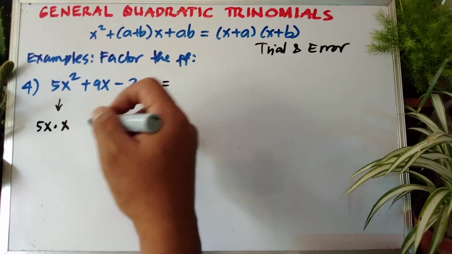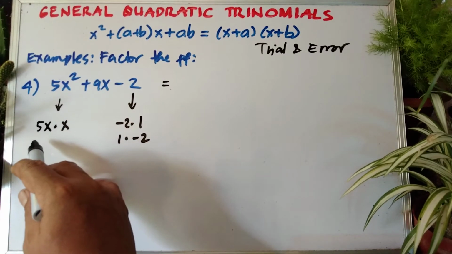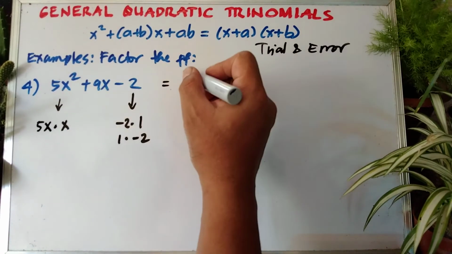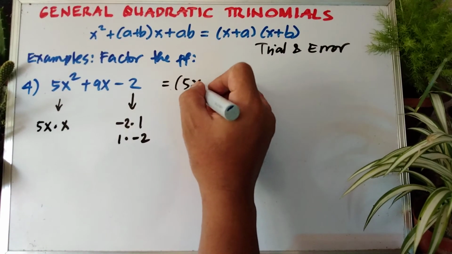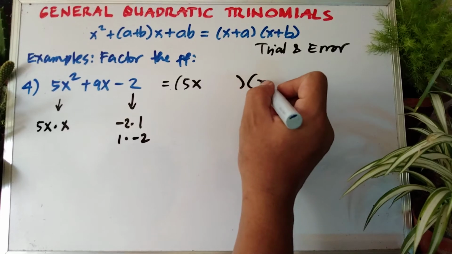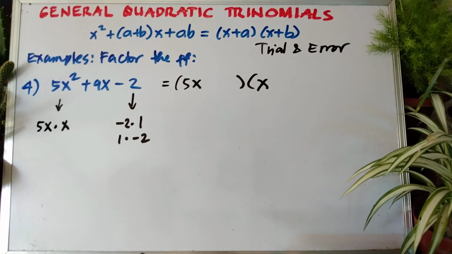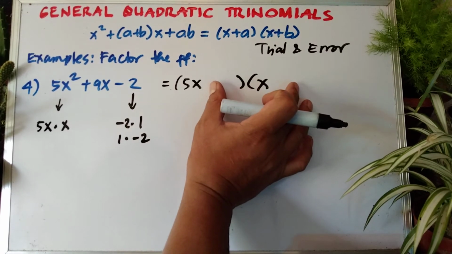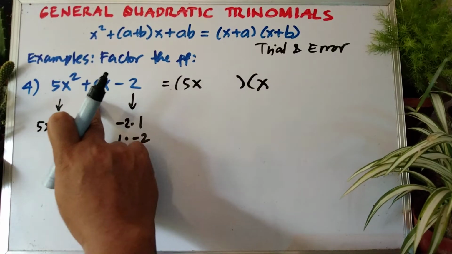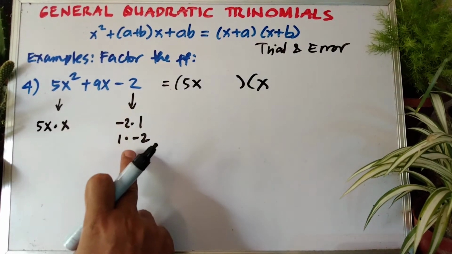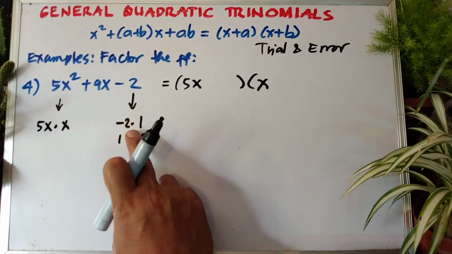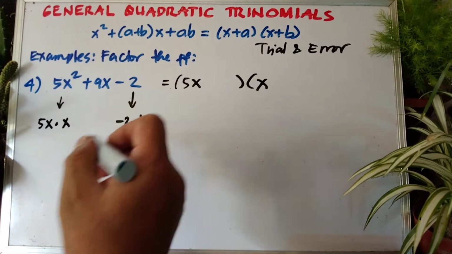So, we already knew that we have the first terms of the two factors, 5x and x. So, we could write 5x here, and x. What we need to find is what factors pair up to give us number 4. Using this one, which one here? Oh, this one. Negative 1 and positive 2.